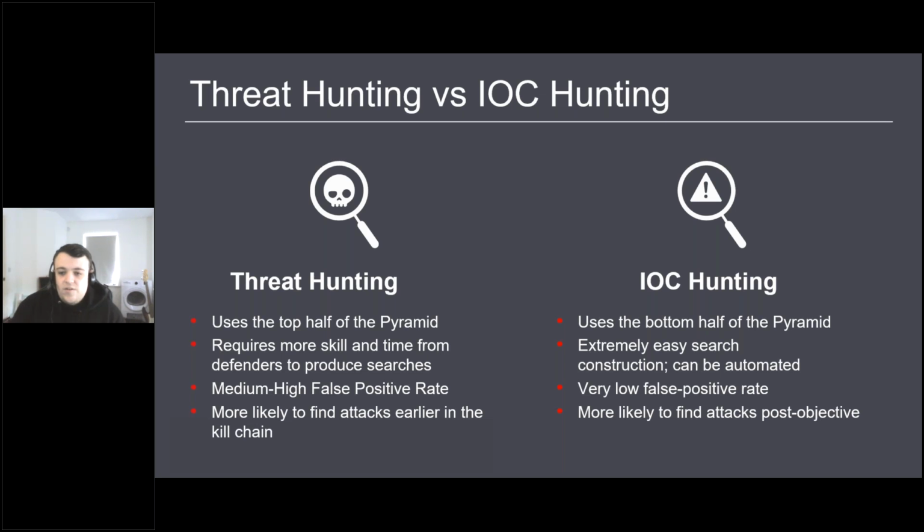IOC hunting, on the other hand, uses the bottom half of the pyramid. So that's our domains, IP addresses, and file hashes. And because these are exact strings, it's really easy to make a search out of them. Because they are very specific indicators, they have a really low false positive rate. However, these indicators tend to come from the latter stages and the louder stages of an attack.